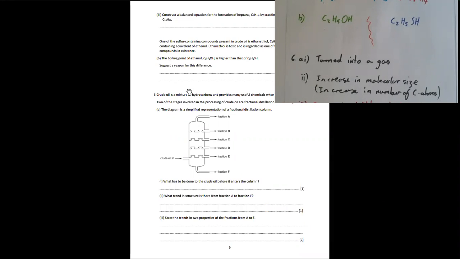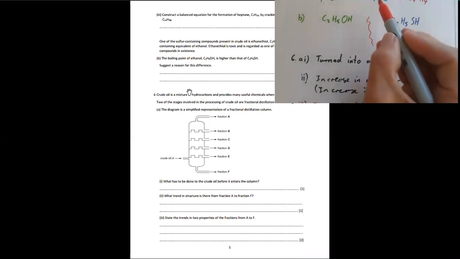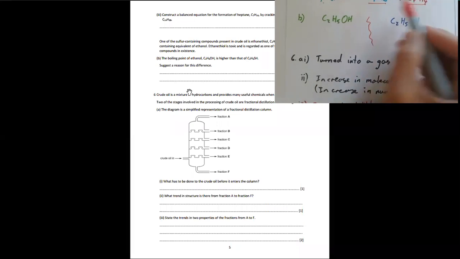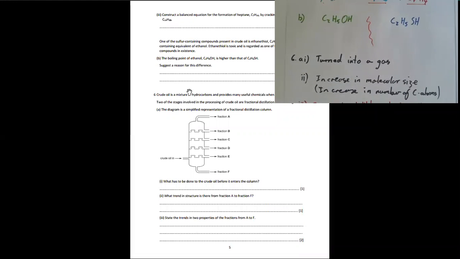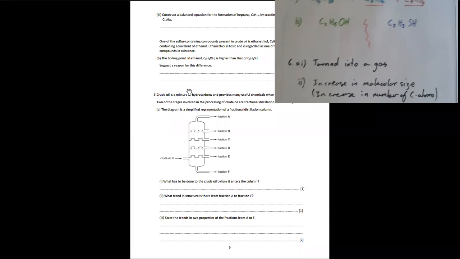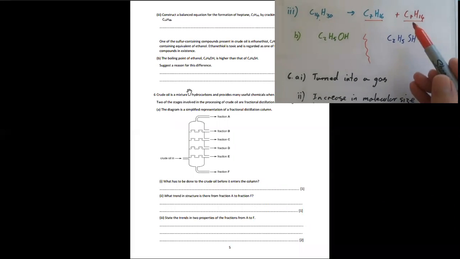Okie dokes. Oh, this is a good one. Construct a balanced equation. When we have that C14H30 that is cracked and it produces a C7H16. Well, again, if you do the math, the carbons and hydrogens must add up. So the molecule that they were looking for was an alkene, C7H14. Right, so there we go, C7H14.